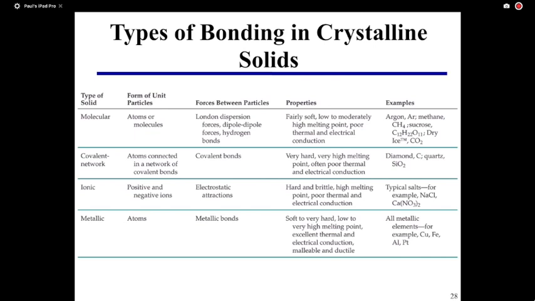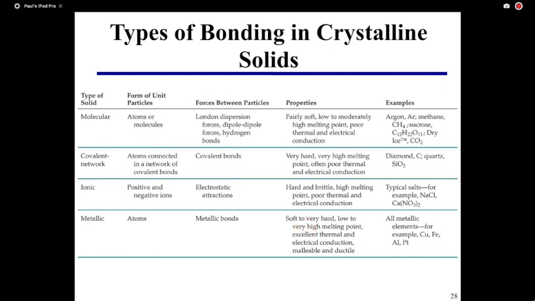But if I take a look at molecular, they tend to be fairly soft, have low to moderately high melting points. They don't conduct electricity. They don't conduct heat. Covalent networks, very hard, very high melting points, and they don't conduct heat nor electricity. Ionic bonds, hard and brittle, very high melting points typically, and they don't conduct heat or electricity. Even though they have ions, they're bound together, they don't get to flow, and so no electricity flows.